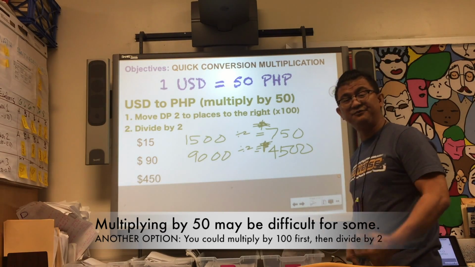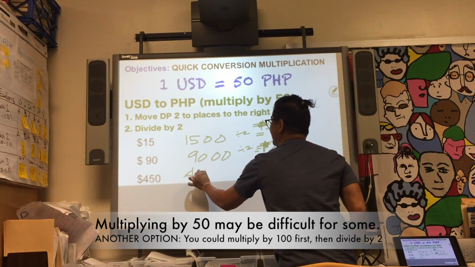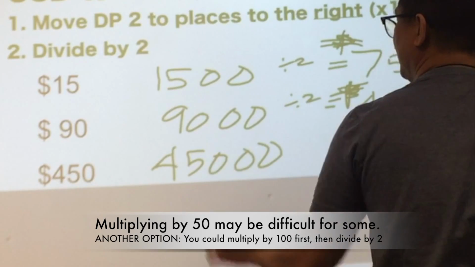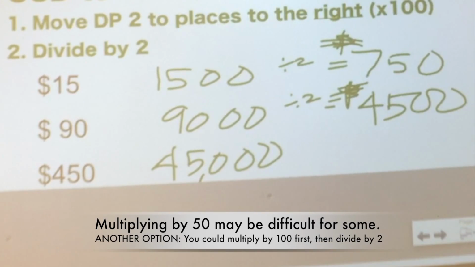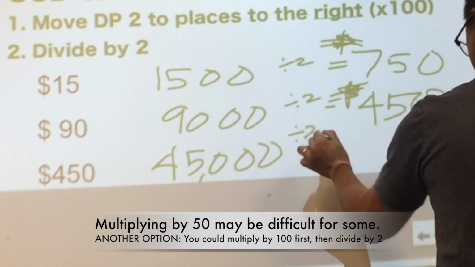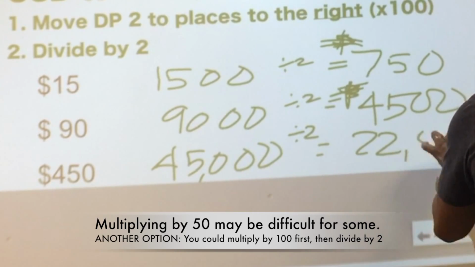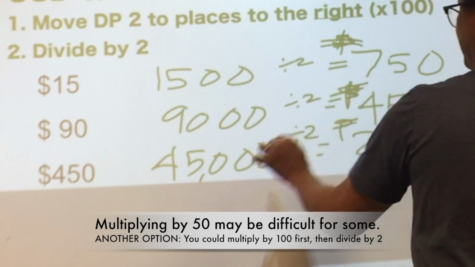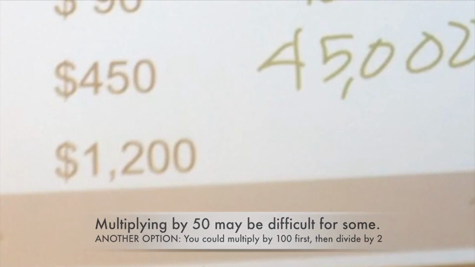All right, one more. If I have 450, add 2 zeros. So you're thinking of 45,000. Split it up. That's going to be 22,500 pesos. Oh, this one, try it naman.